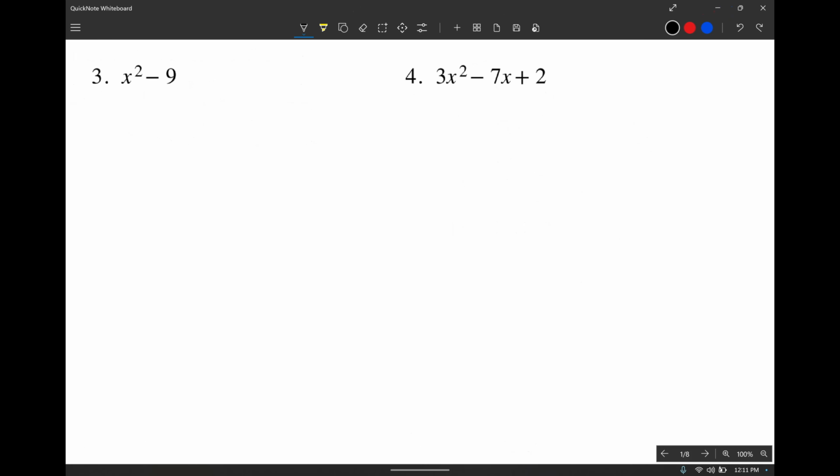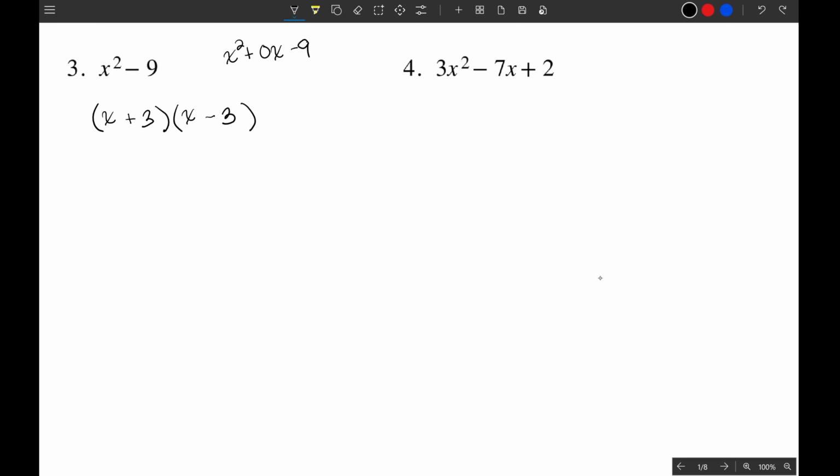All right, on number 3, I don't have a common factor, but I do see that I have two perfect squares and a minus sign. Now remember, if you wanted to view this as being x squared with no x in the middle, you could factor it like a normal trinomial. But if you already know you have two perfect squares with a minus, then you know that you get one of each sign. The square root of x squared is x, and the square root of 9 is 3.